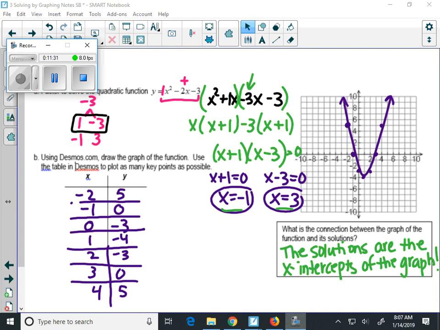All right, now when you come back, you should see I went over to the graph, and I plotted all the points that were on the table in Desmos. You should have a parabola that looks the same. Again, notice that the x-intercepts here are at -1 and 3. Those are the x-intercepts we found by factoring.